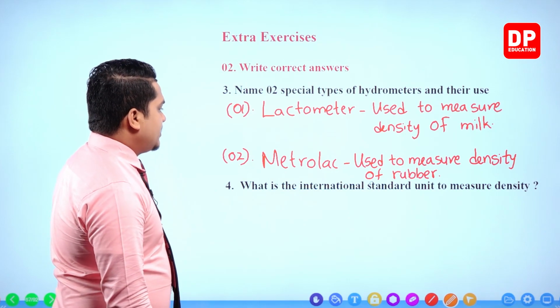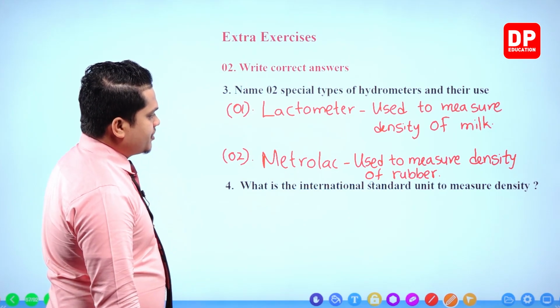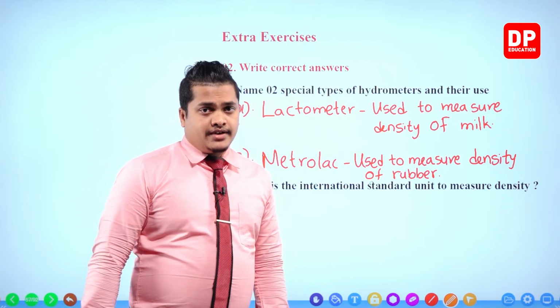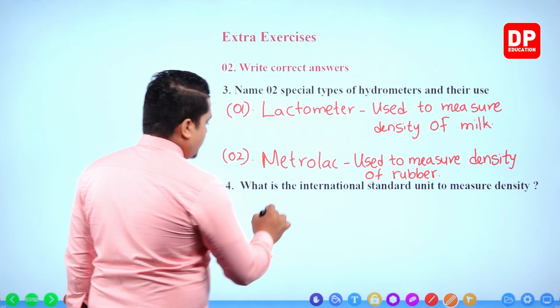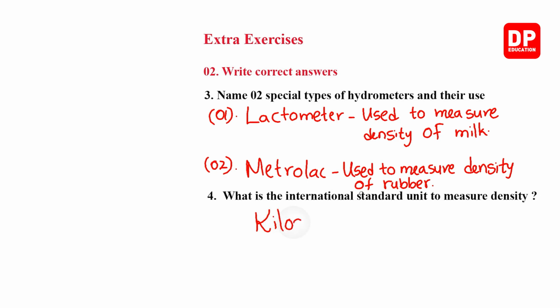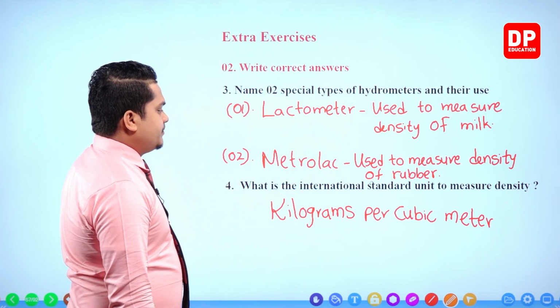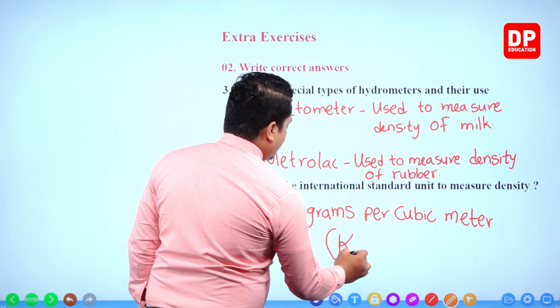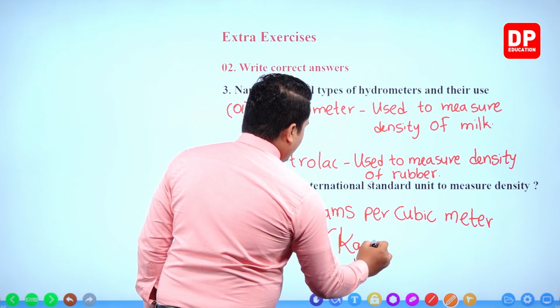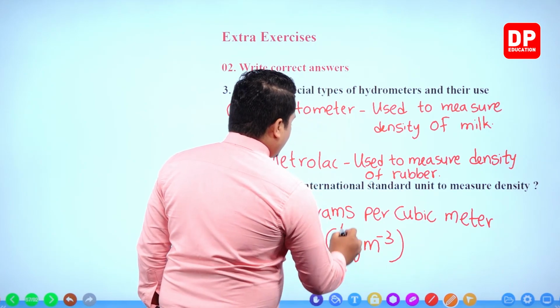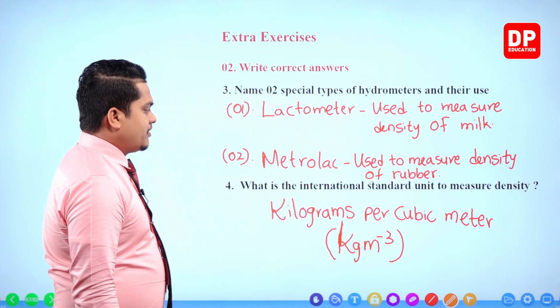Next one, what is the international standard unit to measure density? The international standard unit to measure density is kilograms per cubic meter. Right, kilograms per cubic meter. In brackets I'll include kg m to the power -3. Kilograms per cubic meter, kg m to the power -3.